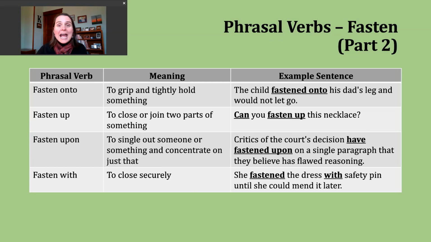Let's continue looking at some more phrasal verbs. The next one we'll discuss is to fasten onto. This can mean to grip or hold something in a really sort of tight and secure way. An example of this. The child fastened onto his dad's leg and would not let go.